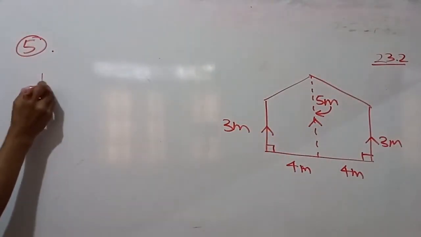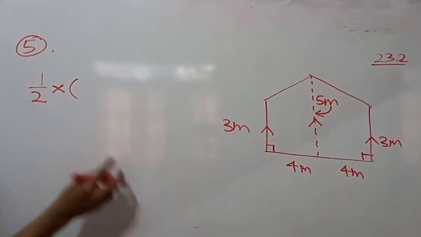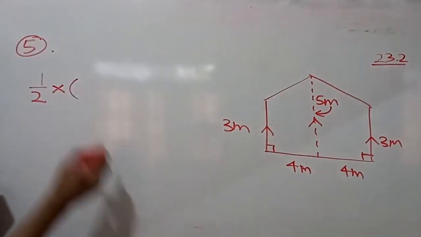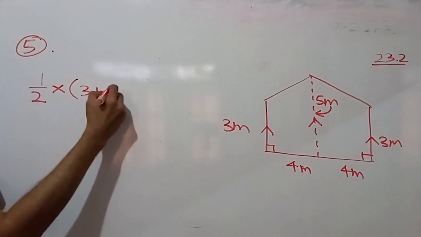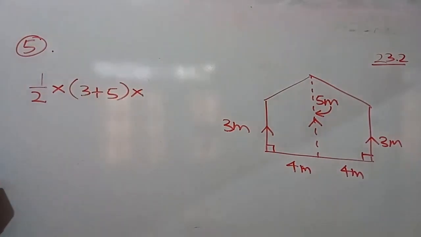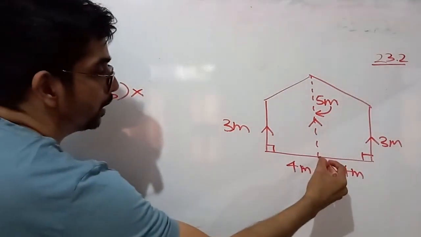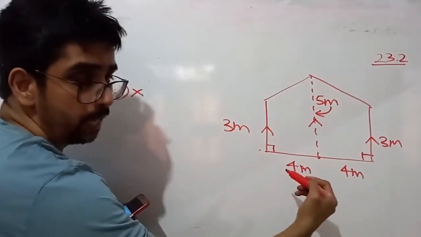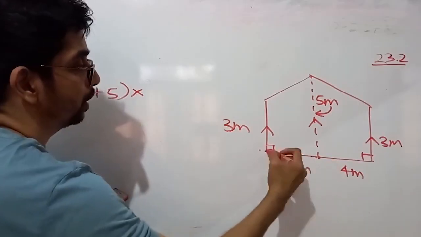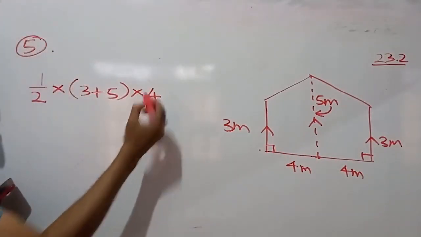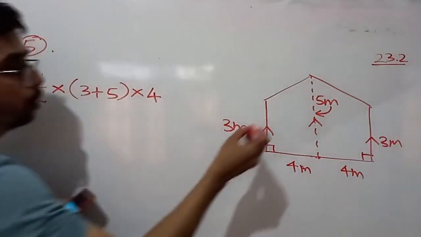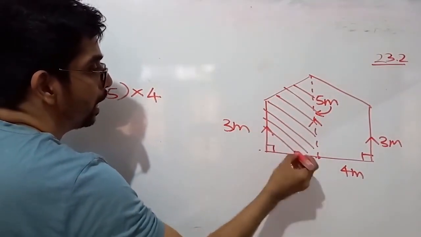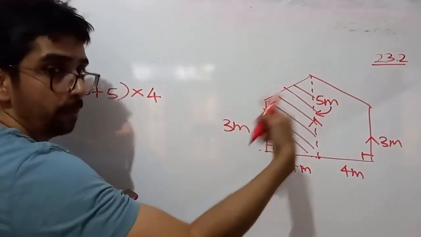So that is half into the parallel sides. So we have to add them. That is what? 3 plus 5. Then the perpendicular distance. The distance from here to here. If we take the distance from here to here, that is correct, right? The distance here. So that is what? 4. Now what is this? These are the two sides. This is the area of one side, but there is another side.